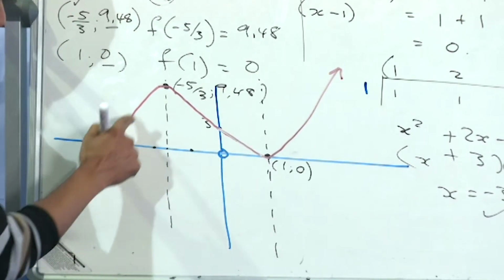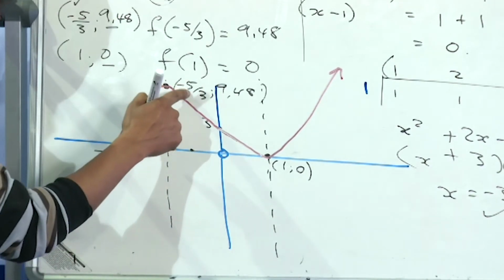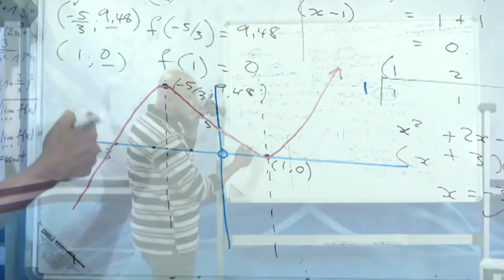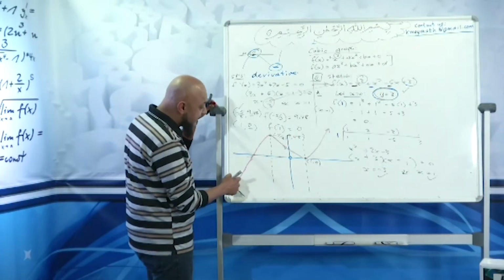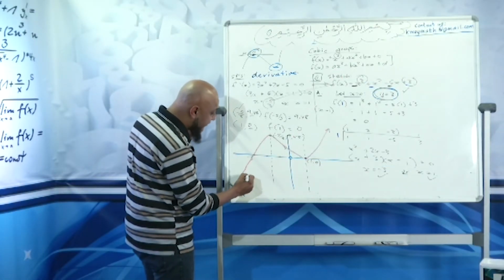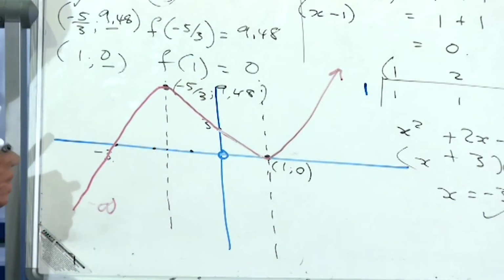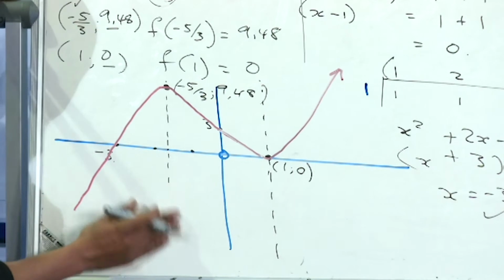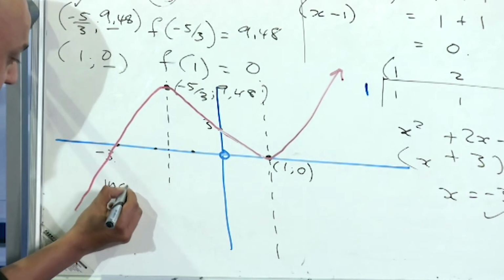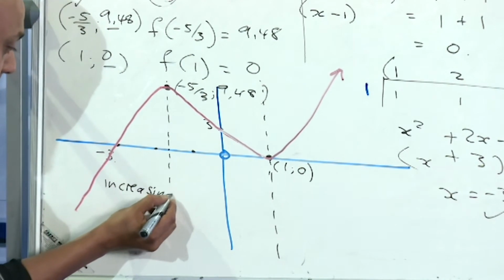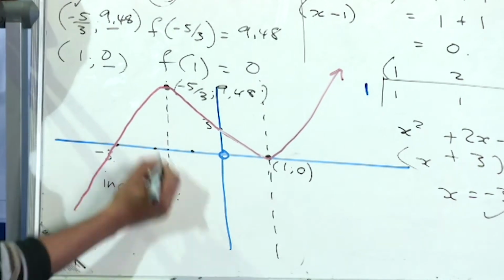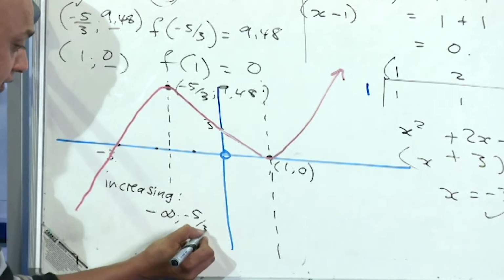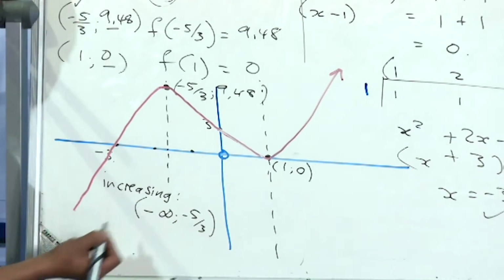So it's increasing from negative infinity up to minus 5 over 3, and this is an exam question: for which values of x is the graph increasing? It's increasing from negative infinity up to negative 5 over 3. That's the first interval where it's increasing.